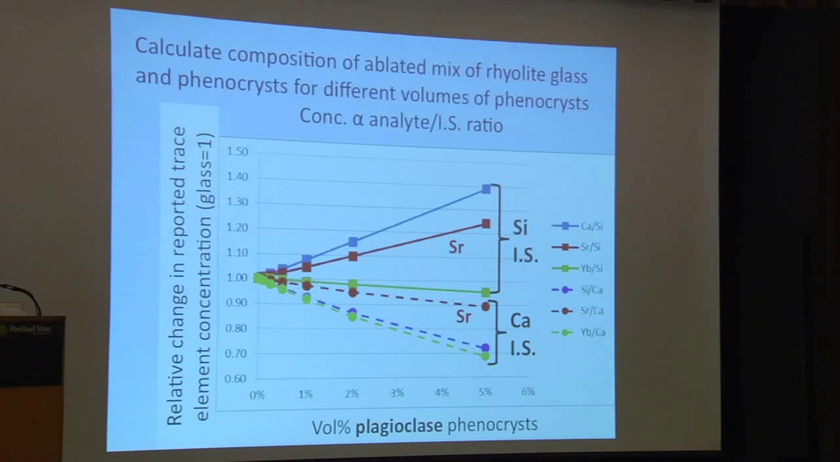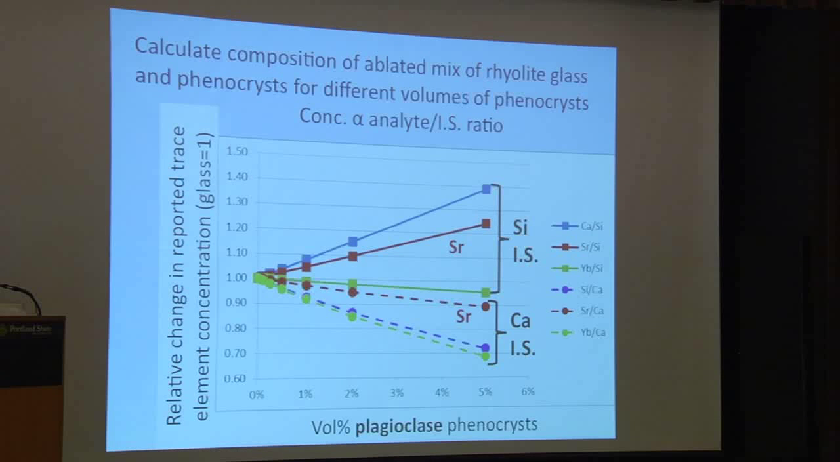You can then calculate from that what the composition of the ablated mixture is. Take a typical plagioclase, mix it with a typical glass, work out what the vapour should be, and then see what happens if you use different internal standards by looking at the ratio of an analyte to an internal standard. So these solid lines here show the ratio of strontium against silicon as the internal standard, calcium against silicon as the internal standard, and ytterbium against silicon as the internal standard if you ablate into a plagioclase crystal.